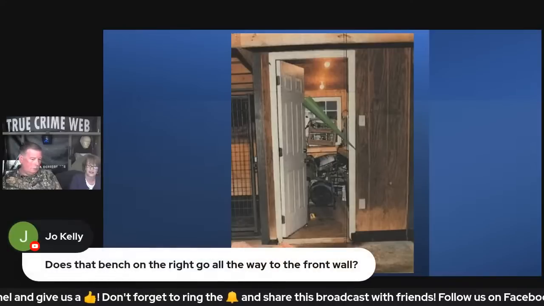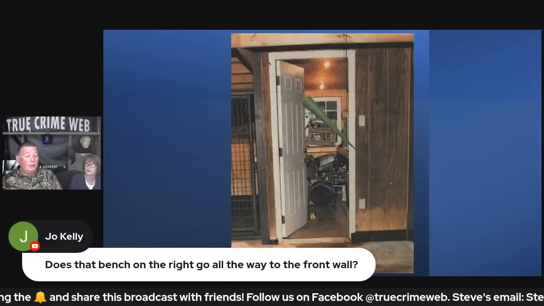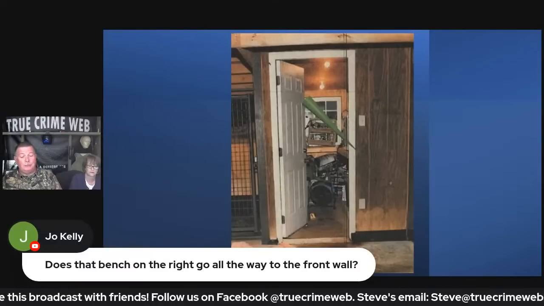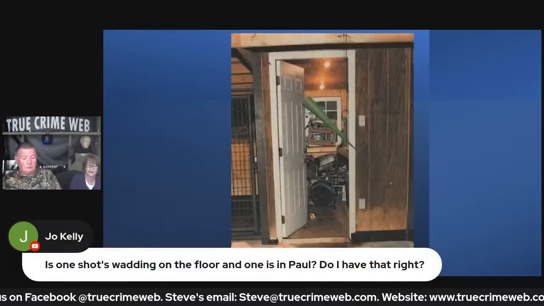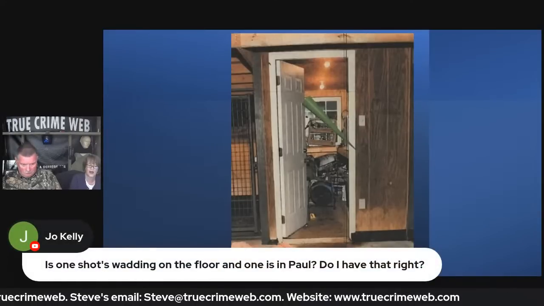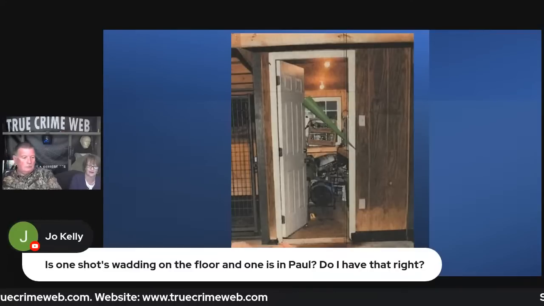And Joe, does that bench on the right go all the way to the front wall? I don't know, but from here it appears so. All right. And Joe, is one shot's wadding on the floor and one in Paul? Do I have that right?